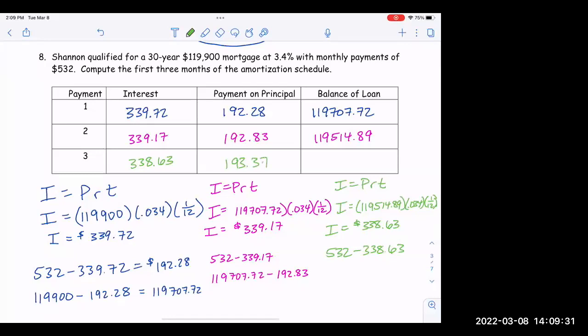That gives $193.37. If you were to do this for all 360 lines of your mortgage, for all 360 payments, by the time you get to the end of your payments, most of what you're paying would be going to the principal. Very little would be going to interest. And then we'll take the old balance, the 119,514.89, and subtract that 193.37. That gives $119,321.52.